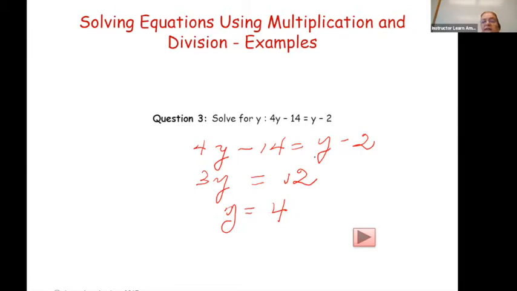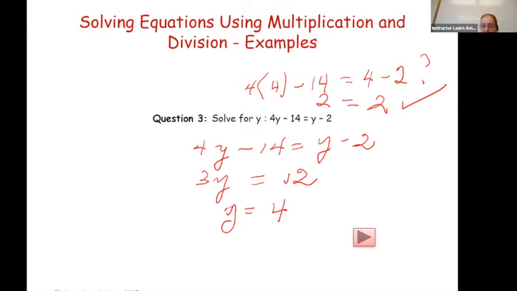And so this is an example of where we use not only our previous rules, but also now multiplication and division. If we want to know if we're right, we put the 4 back into the original equation. Does 4 times 4 minus 14 equal 4 minus 2? Well, this is 16 minus 14, that's 2, and 4 minus 2 is 2. And so we see that the answer is correct. And it's always reassuring to do the check, because even if you're not told to do it, it tells you that you didn't make any mistakes.